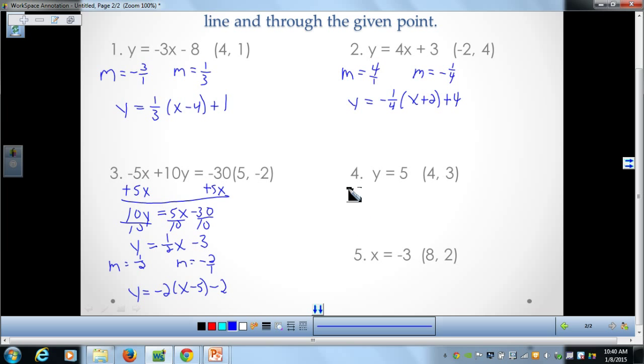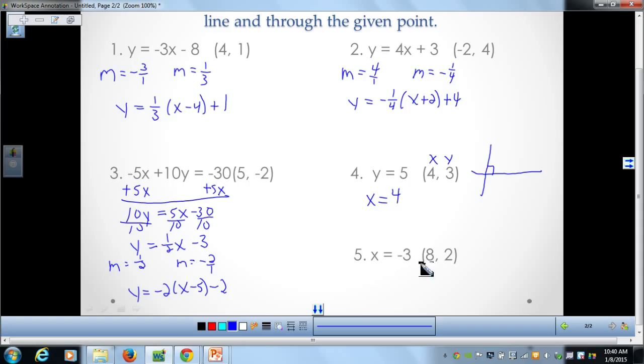Now, for examples 4 and 5, we can think about this a little bit more conceptually. Once again, y equals 5 is a horizontal line, looks something like this. The only type of line that is perpendicular to a horizontal line is a vertical line. That gives us a right angle. All vertical lines have a form of x equals a. So if this is y equals, this has to be x equals, in order to go from horizontal to vertical. And then I have to look at my point. It has to go through (4, 3), so x would have to equal 4.